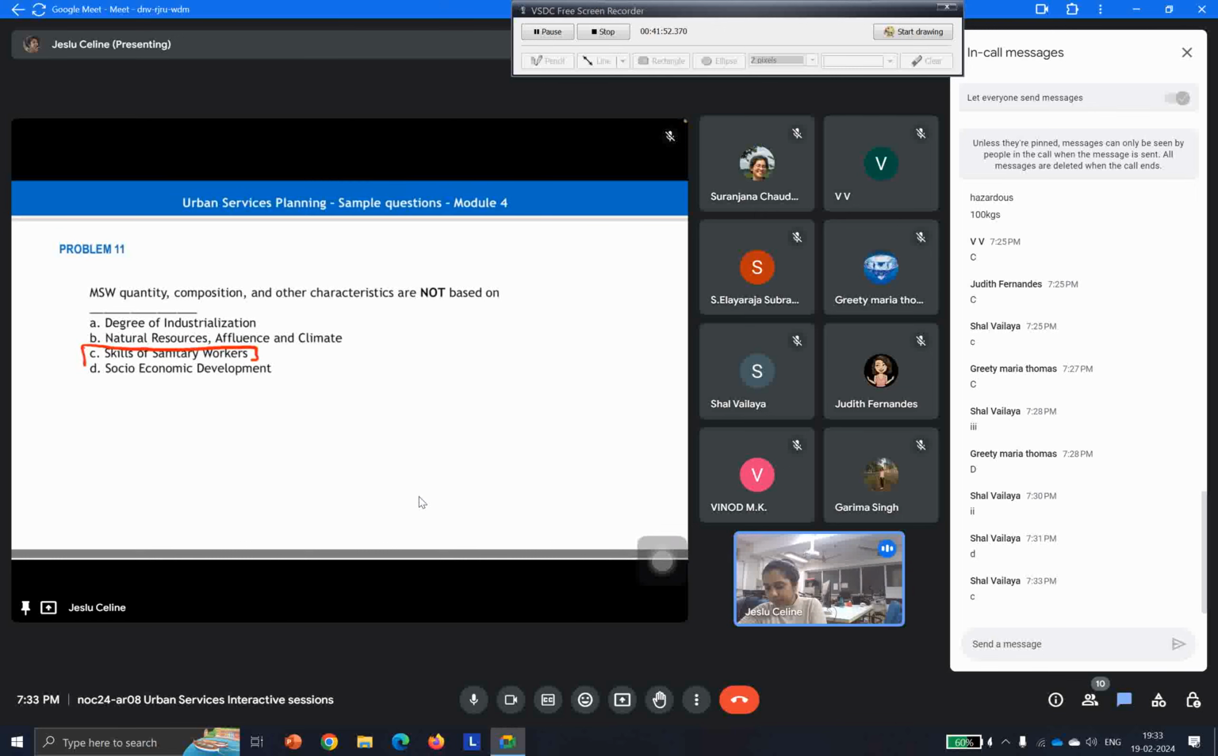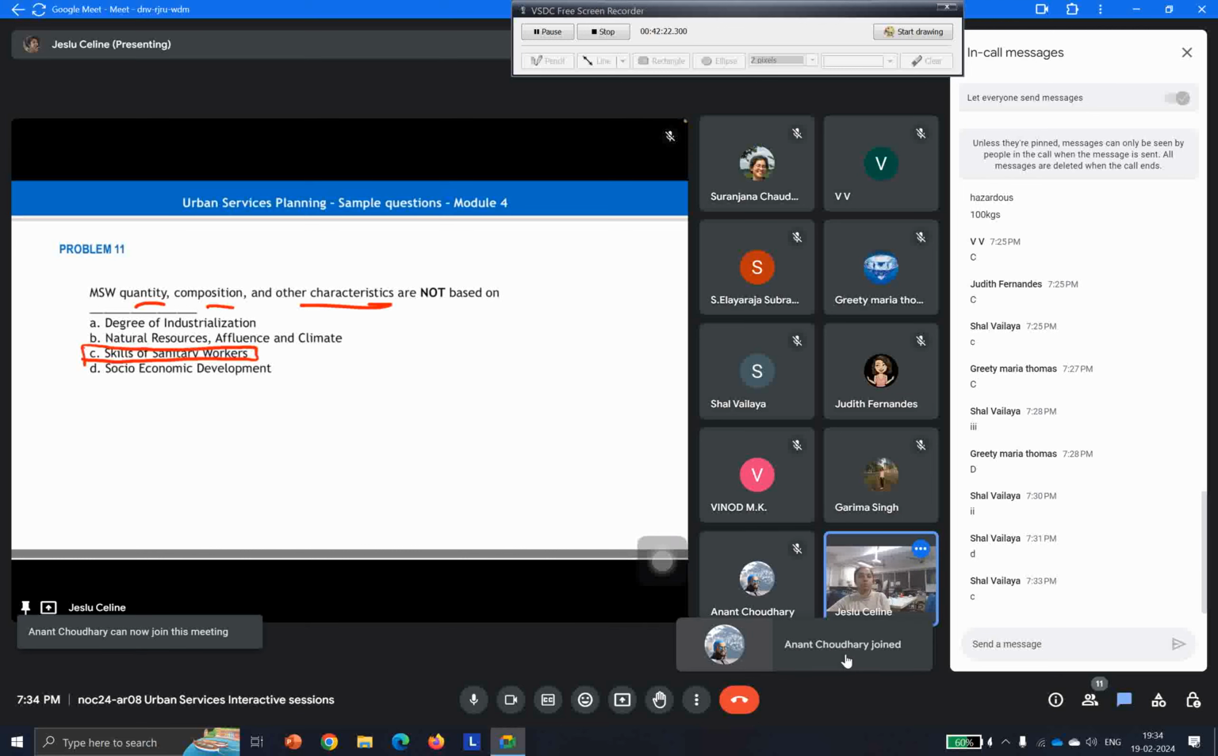Yes, C is the right answer because we've already discussed in our first question that sanitary workers are part of the waste collection system. They help in expediting the whole process of solid waste management, but the quantity, composition, and other characteristics are not dependent on sanitary workers. That depends upon all the other socioeconomic characteristics, environmental characteristics, the income level of people, affluence, climate, all other factors, but not on the skills of sanitary workers. So, yeah, very good for answering that.